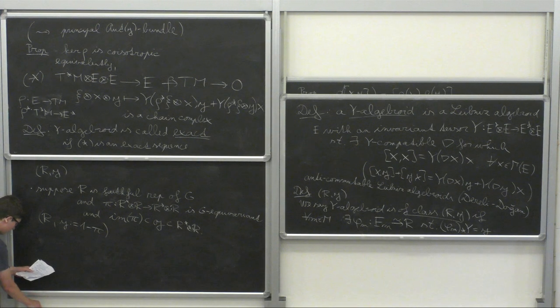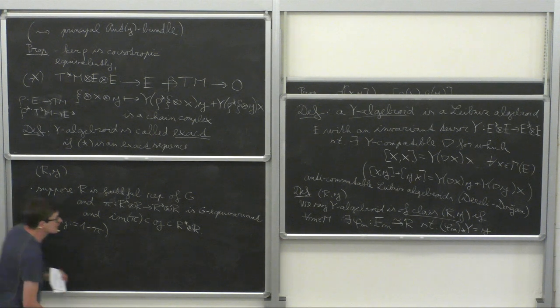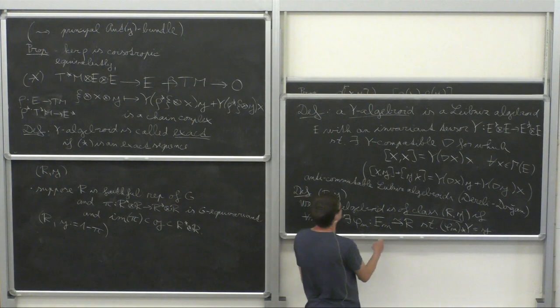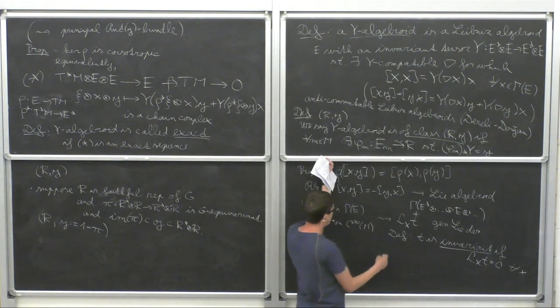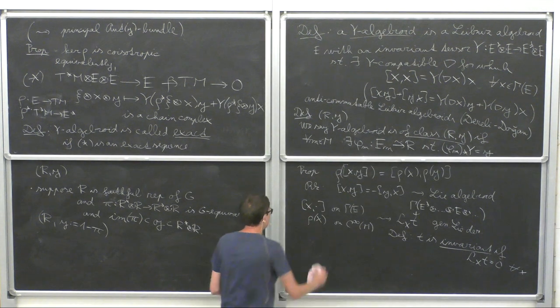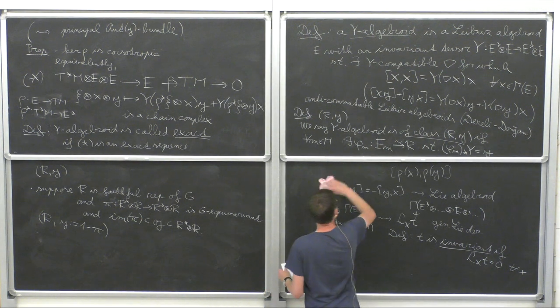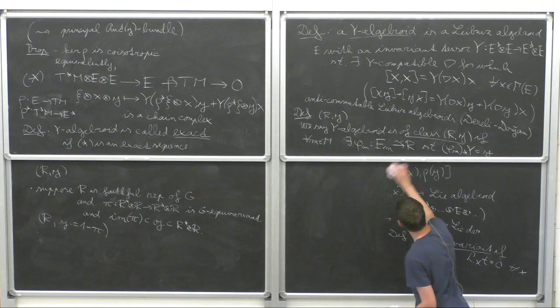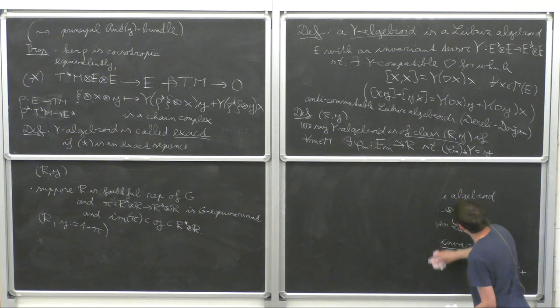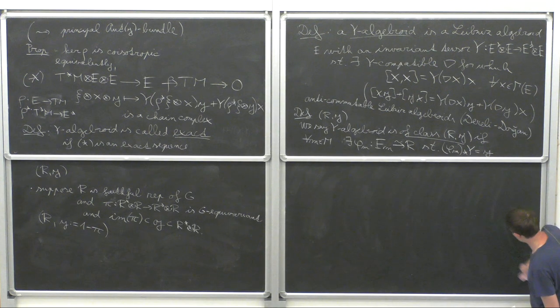Okay, now I can finally go into examples, where we can see how it relates to previously known objects like Lie algebroids, Courant algebroids, exceptional algebroids, all other kinds of broids.